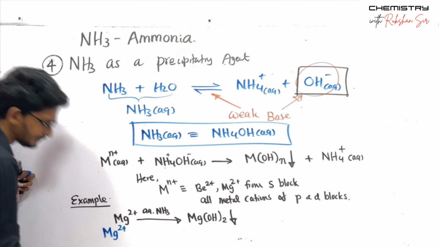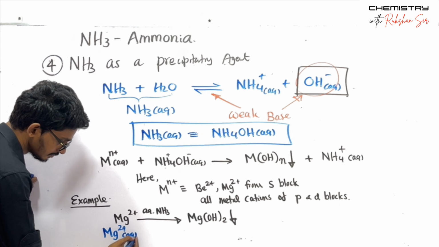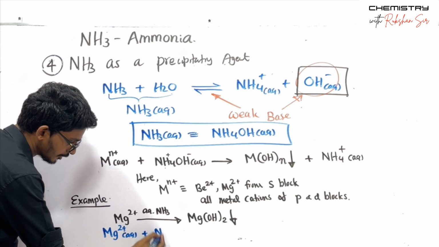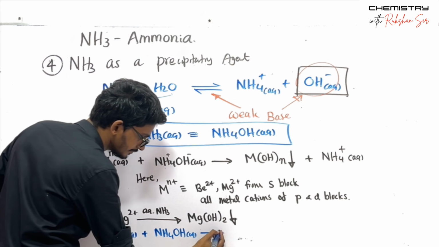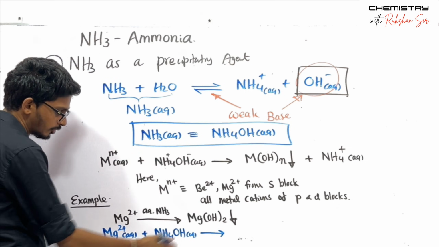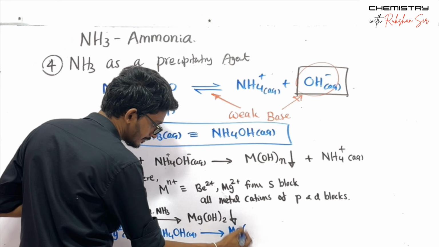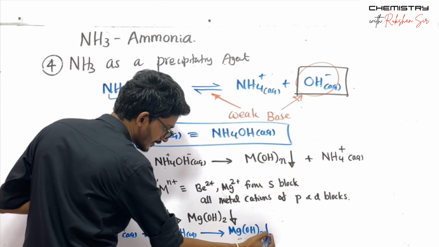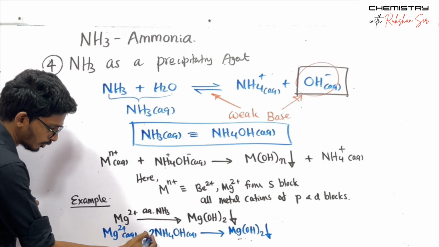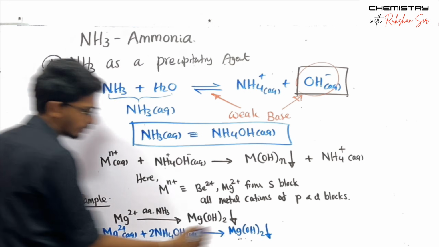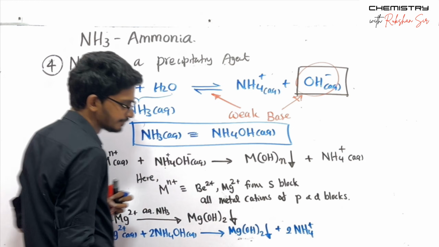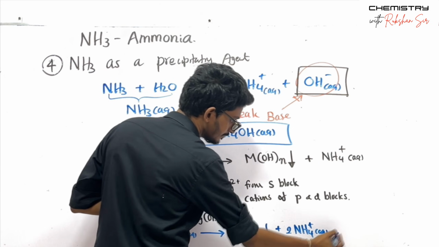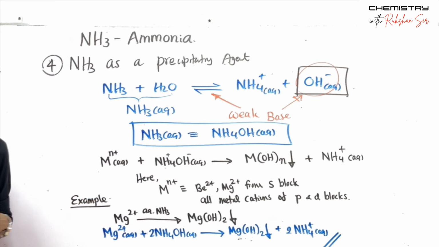Magnesium 2 plus, instead of aqueous ammonia, you can write ammonium hydroxide. Giving you the ion exchange. Magnesium cancels the OH minus, so magnesium hydroxide. To precipitate, 2 OH minus are needed. So 2 of NH4OH are needed. So plus 2 of NH4 plus, aqueous. This is how we are supposed to come up with the balanced equation.